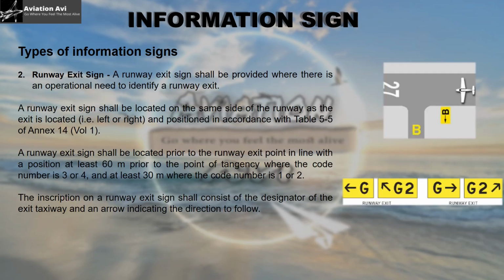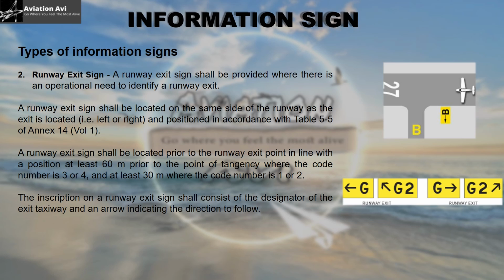The next information sign is the runway exit sign. What does it mean? By the word itself, it depicts the exit from a particular runway. Now, a runway exit sign shall be provided where there is an operational need to identify a runway exit. Let's see, this aircraft is vacating and it has to vacate the runway via taxiway Bravo. So, some prior information beforehand would be good, right? This particular sign, as you can see here, if you move in this direction while on the runway, you will encounter taxiway Bravo and that will help you exit the runway. So this sign gives that information, so it is called the runway exit sign.